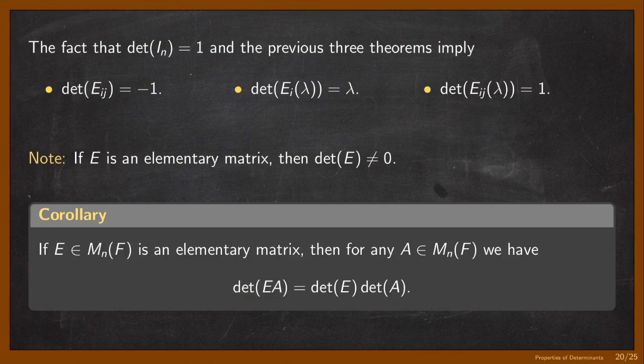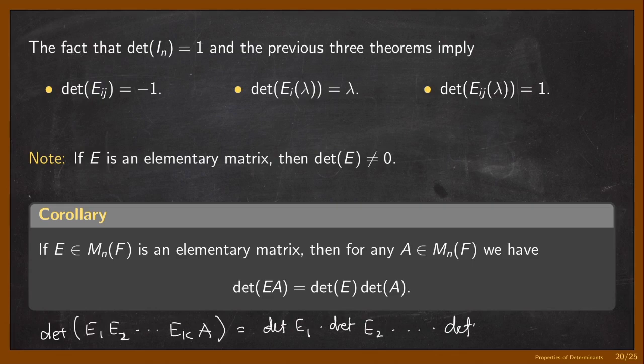As an immediate corollary to this also, if you have many elementary row operations over here, let's say the Eis are elementary matrices like this, this can be written as det E1 times det E2 and so on, det Ek times det A. This can be done by applying this corollary many times. So you will see why. Okay?